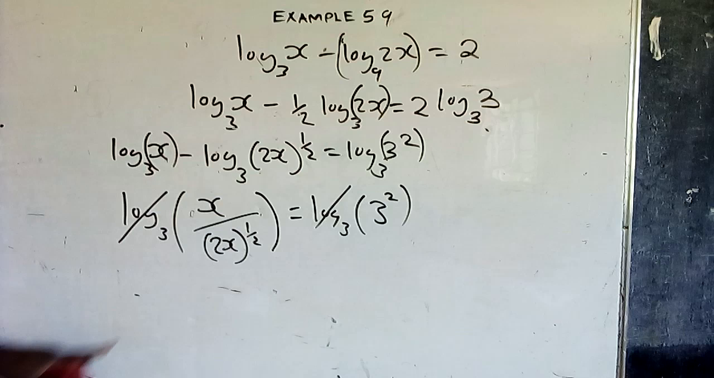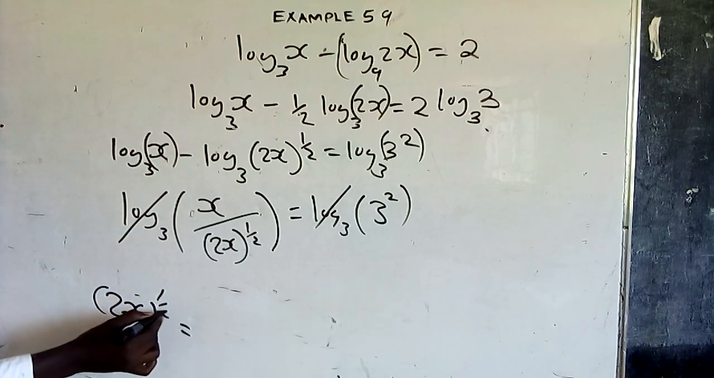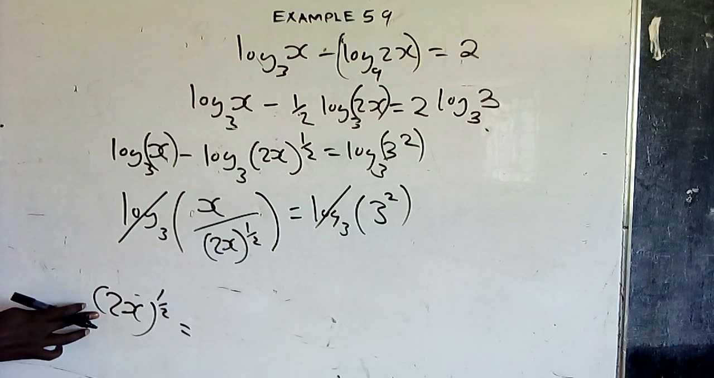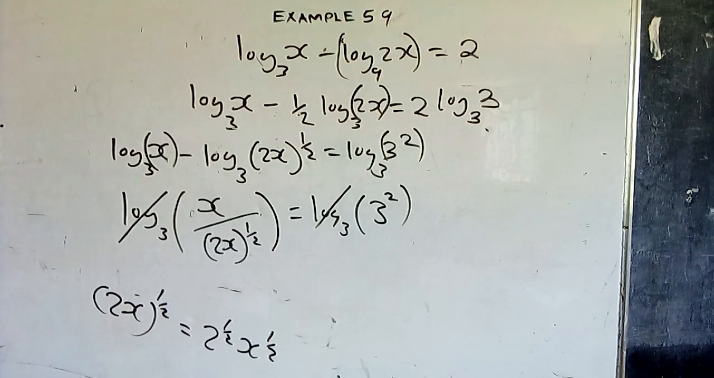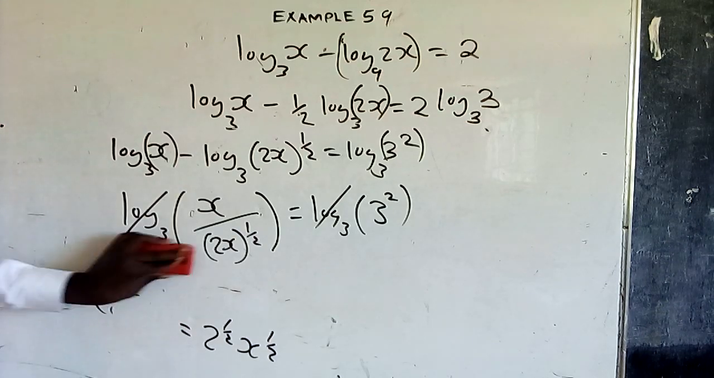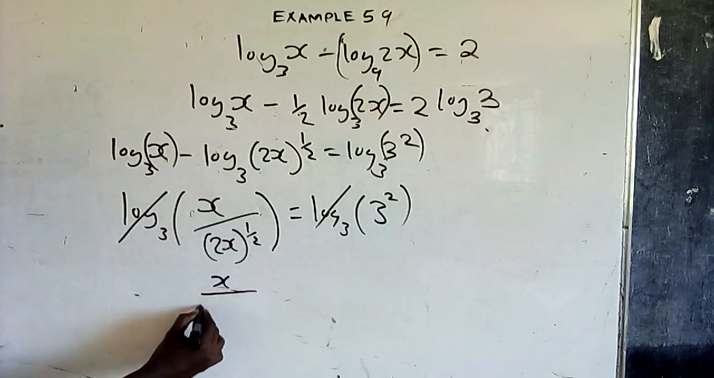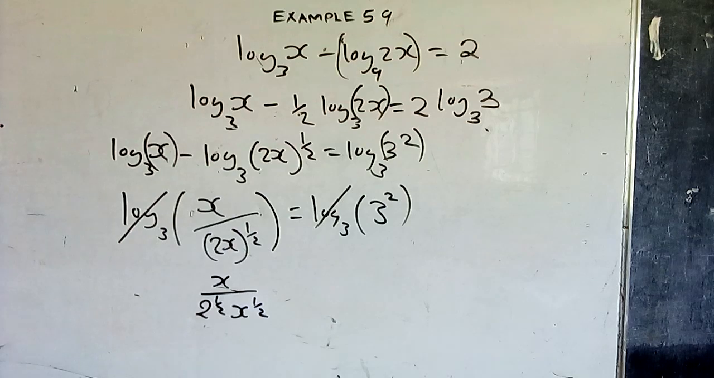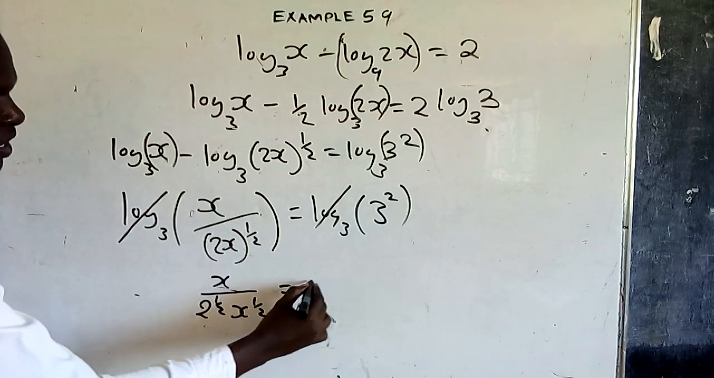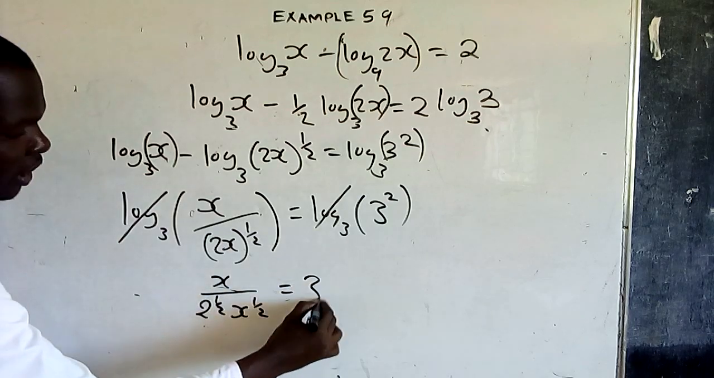Remember, if you have 2x raised to power half, by laws of indices this half is the power of everything. Meaning it is 2 raised to power half, times x raised to power a half. So you can clearly see that we remain with x over 2 raised to power half times x raised to power half, equal to 3 raised to power 2.